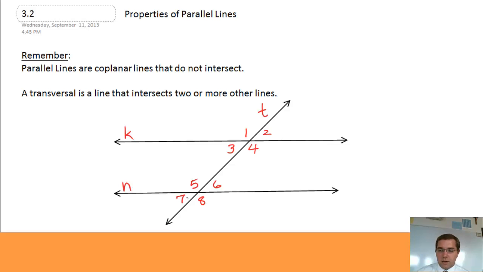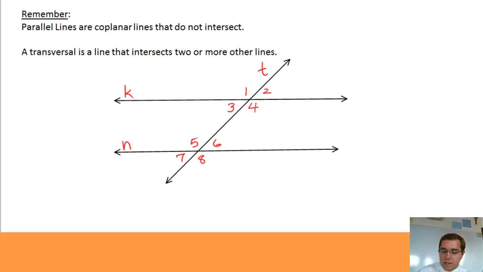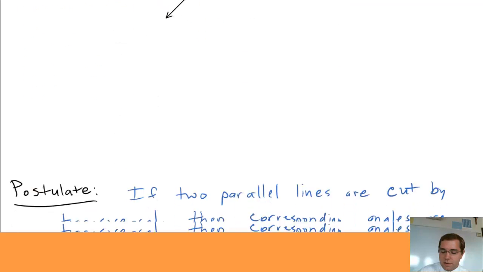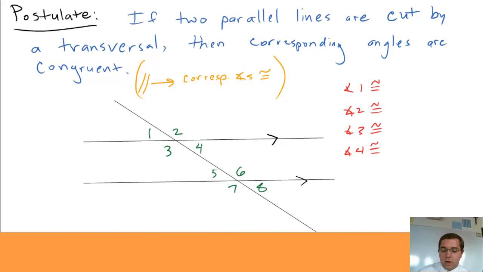And then we also had alternate interior angles. Angles that are on the inside of the parallel lines. They are interior, but they are on alternate sides of the transversal. Those would be angle 3 and angle 6. That's a pair of alternate interior angles. And then angle 4 and angle 5 are another pair of alternate interior angles. So that's all terminology that we learned in section 3.1. So now in this section we're going to learn how to use parallel lines and learn their properties.